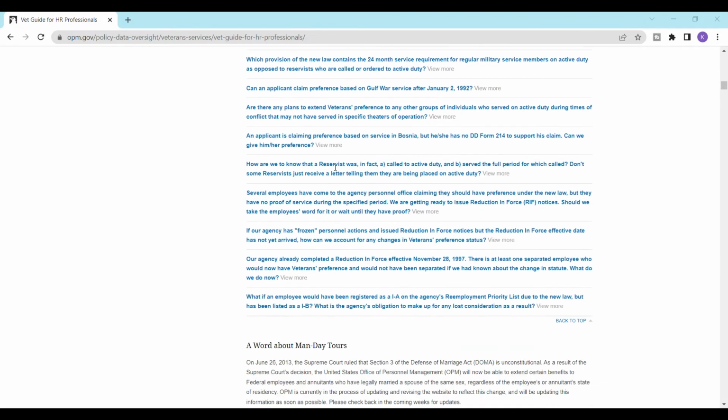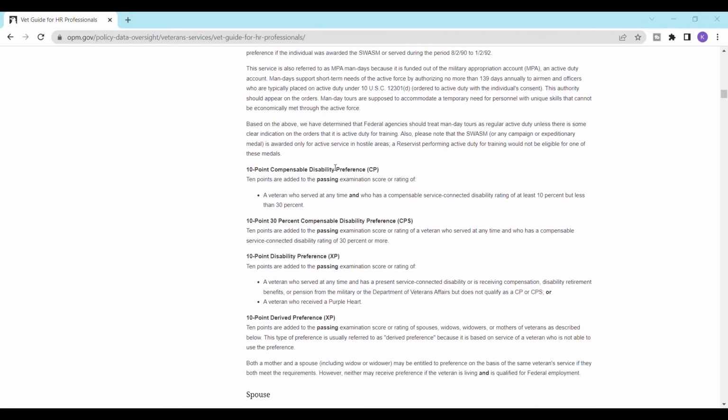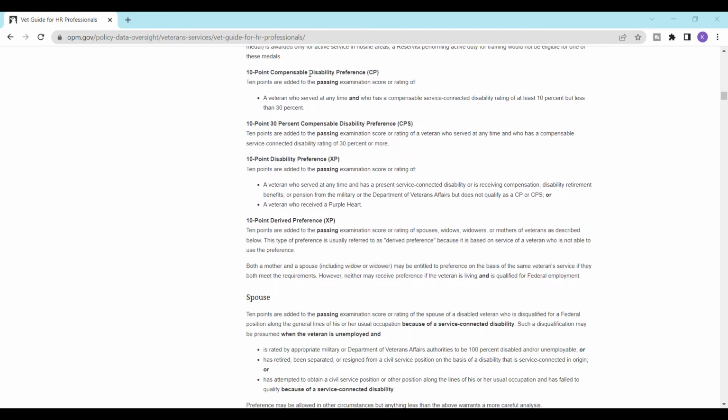Scrolling down, we get to the CP and CPS, which are both 10-point disability preferences. For CP and CPS, it means that you have a service-connected disability rating. The TP, the 5-point, means that you do not have a disability rating. You're not required to.